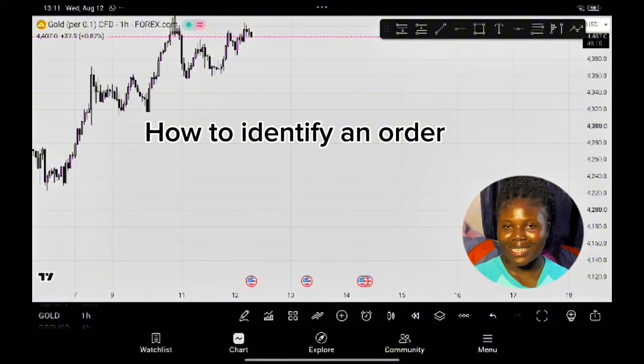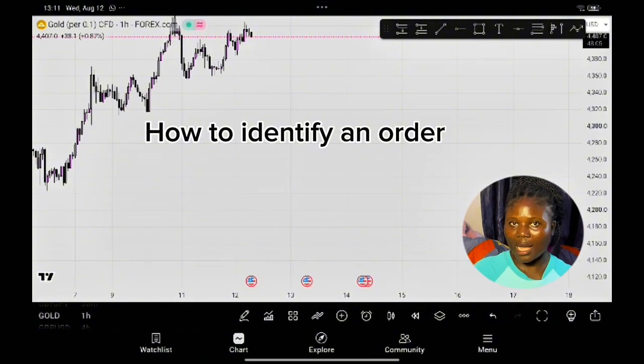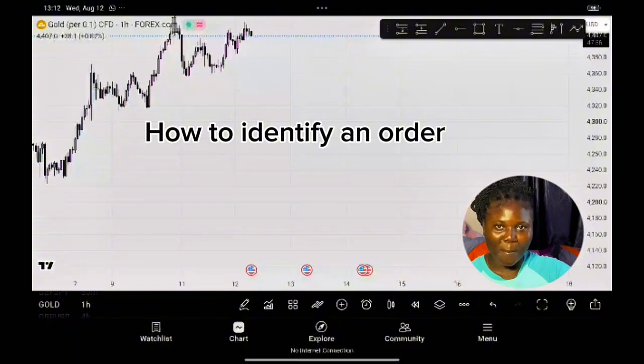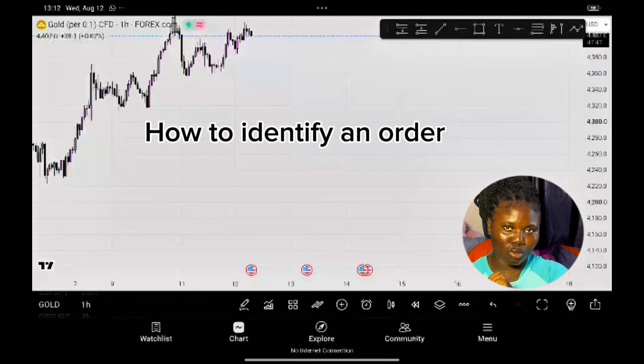Order blocks are zones in the market where institutional limit orders are being placed, like hedge funds, big banks, companies placing their pending orders. So as an SMC trader, what we do is we trade exactly like the big guys, which is called the smart money concept. That's why they put the word smart money concept, because we trade like the big guys. Where they put their pending orders, that is where we put our pending orders too.